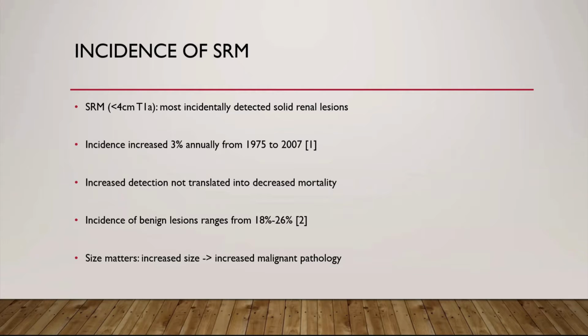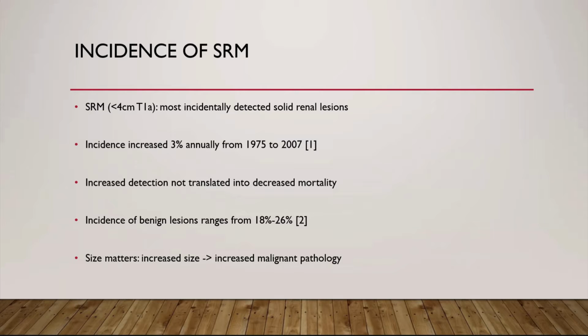So the incidence of small renal masses. So small renal masses, so less than 4 centimeters, T1A. These are the most incidentally detected small renal lesions, and the incidence has increased almost 3% annually from 1975 to 2007. So we're picking up more of them, and we're picking up them more often as a consequence, as we all know, of increased abdominal imaging. But the increased detection hasn't really translated into a decreased mortality. There's possible explanations for this, maybe in part due to the fact that we're overdiagnosing and over-treating clinically insignificant or sometimes indolent disease, possibly.